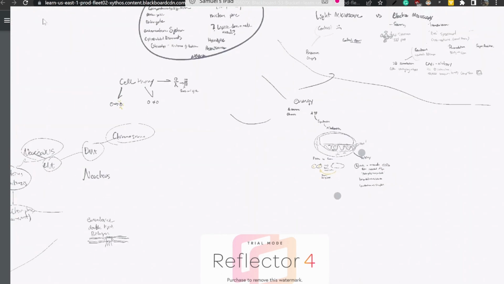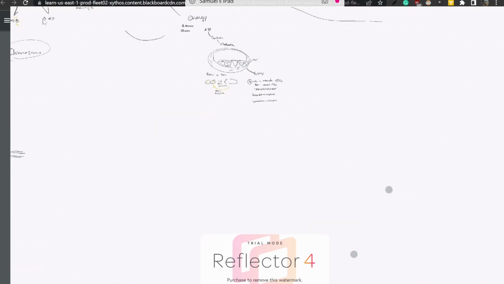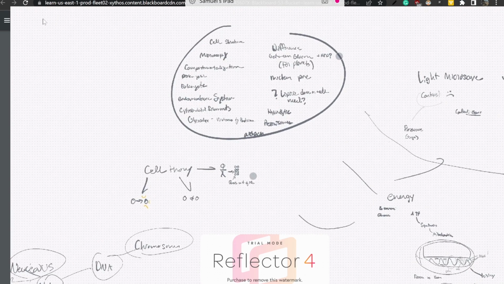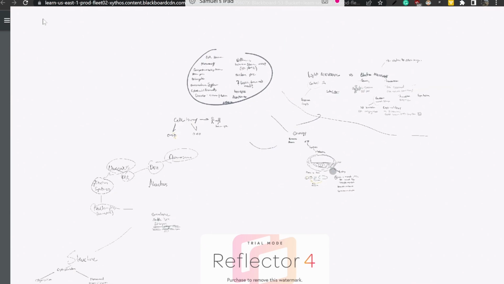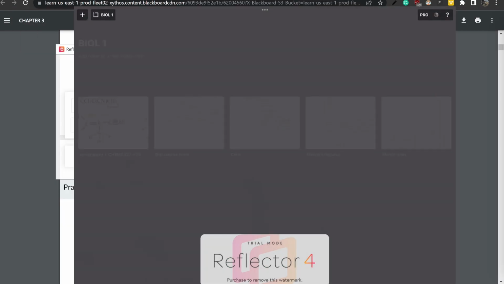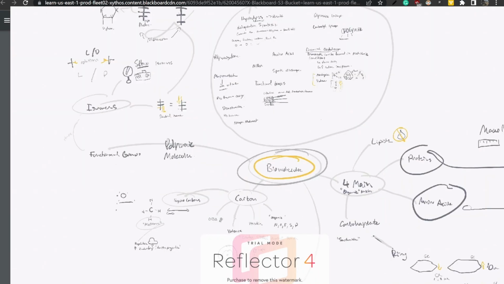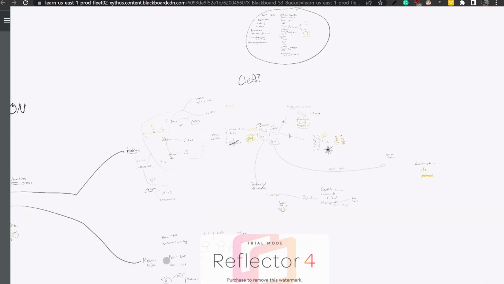Okay, so cells. So here I have my cell notes. Kind of all over the place. Actually, no. Yeah, I'm not looking for my cells. I want my macromolecule notes. This is what we want.